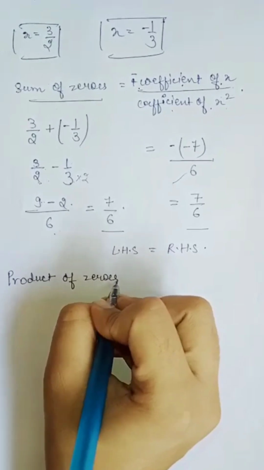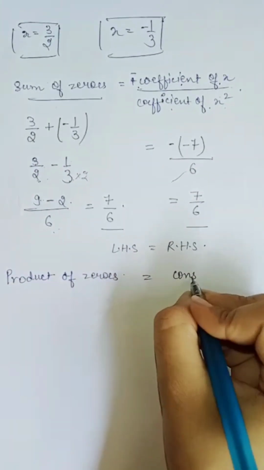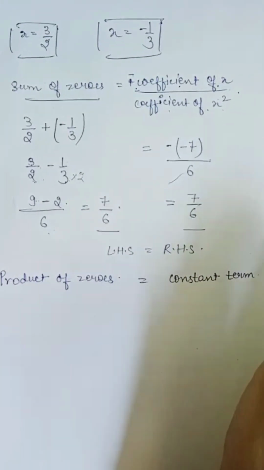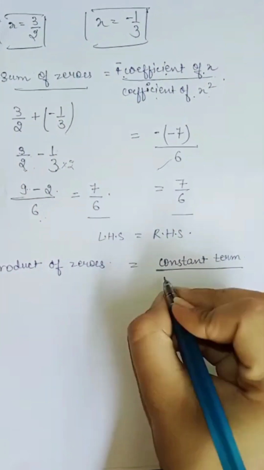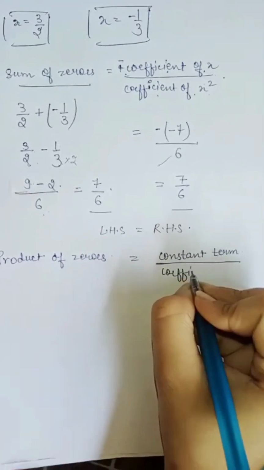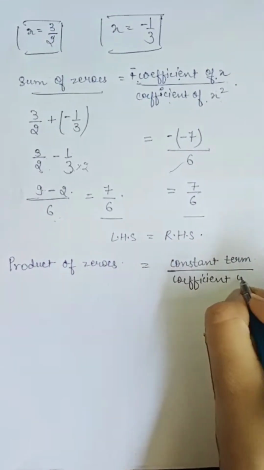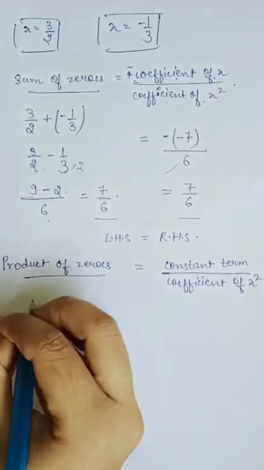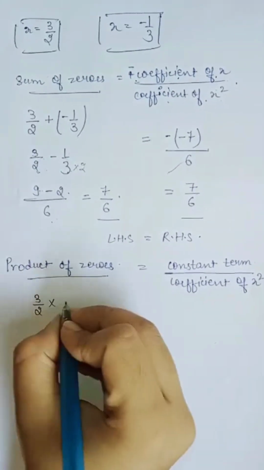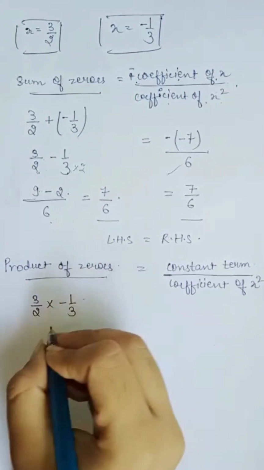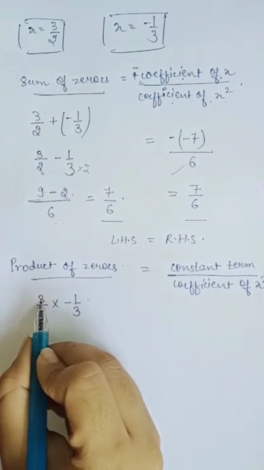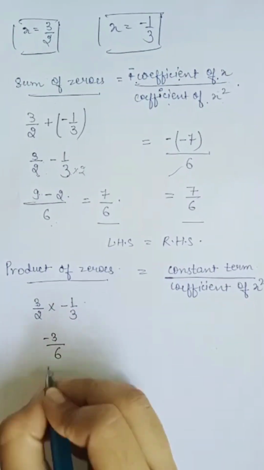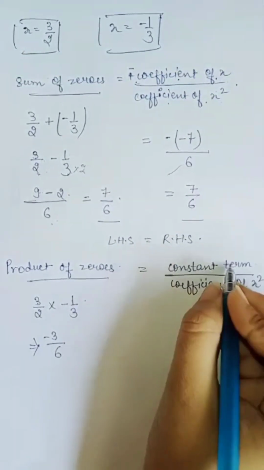Product of zeros is equal to constant term upon coefficient of x square. So we will do this. 3 by 2 into minus 1 by 3. So what will we get? 3 into minus 1, minus 3 upon 2 into 3, 6.